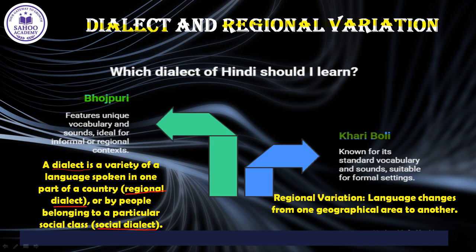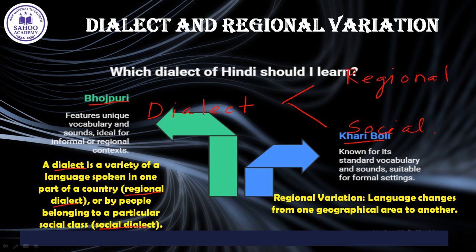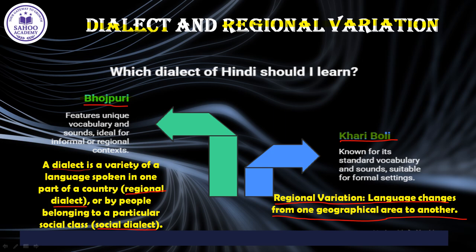If it is spoken in one part of a country, we call it a regional dialect. If it is spoken by people belonging to a particular social class or group, then we term it a social dialect. Differences are always there, and these systematic differences are not random. They arise from powerful social factors, such as region, class, caste, and ethnic group.